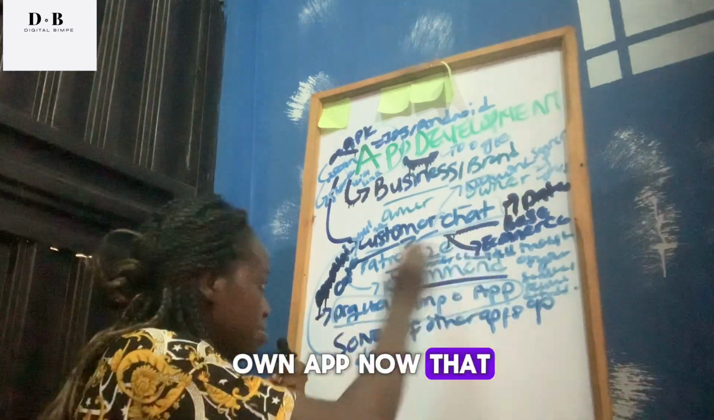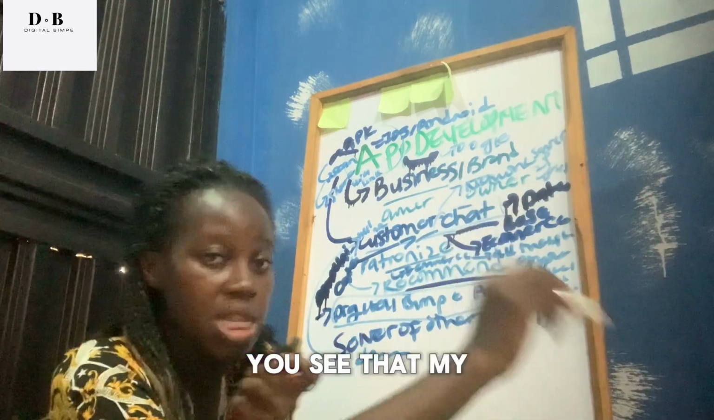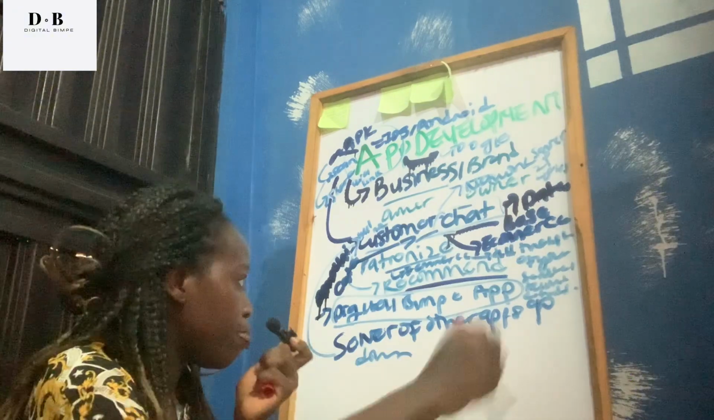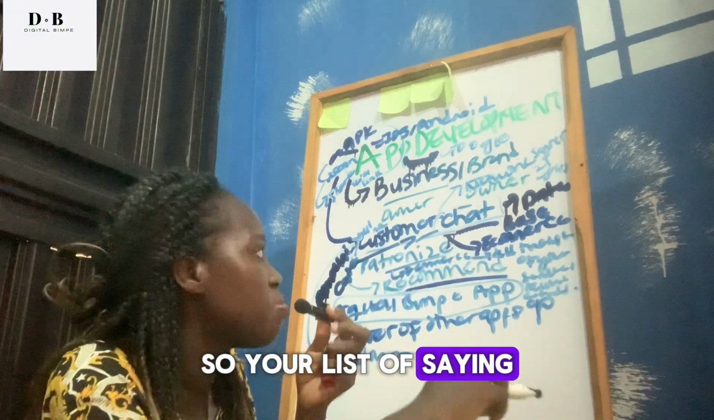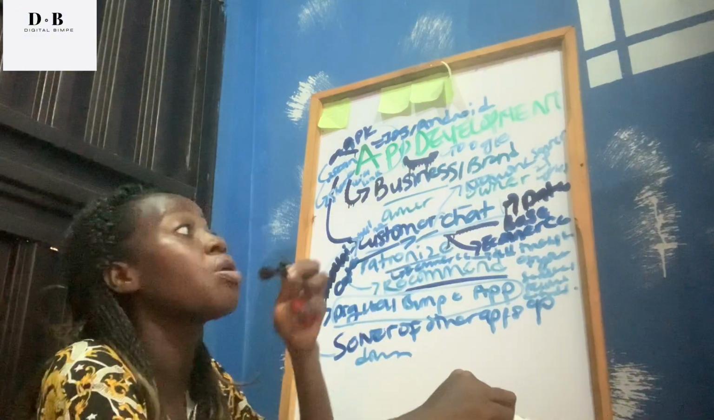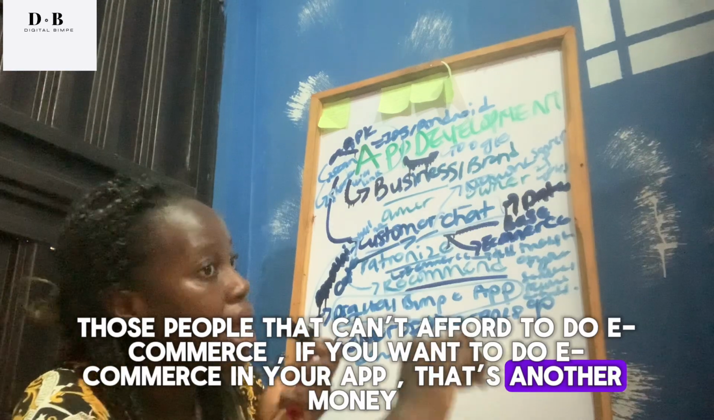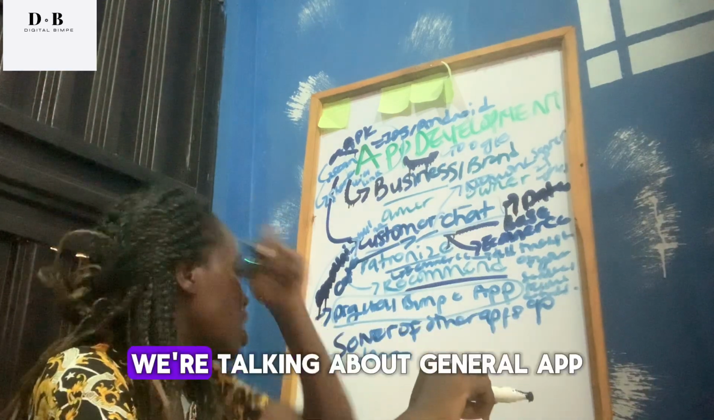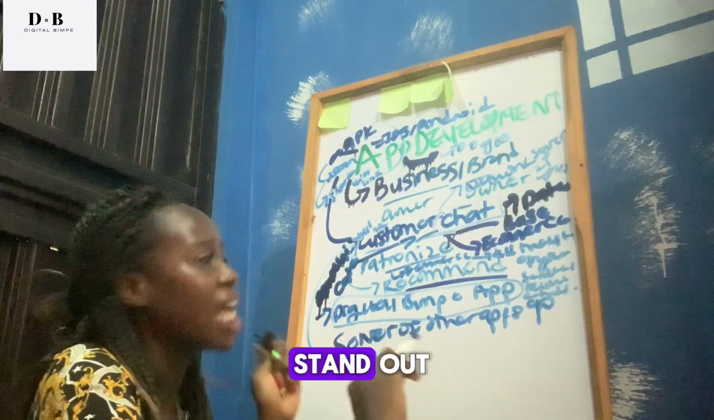Like if you check my own app now that I've circled, you see that my blog link is inside my app. So for people to know more about what I'm doing. So it's your list of services for those people who cannot afford e-commerce inside the app. Because if you want to do e-commerce inside your app, that is another money. So we're talking about a general app that would make you stand out.